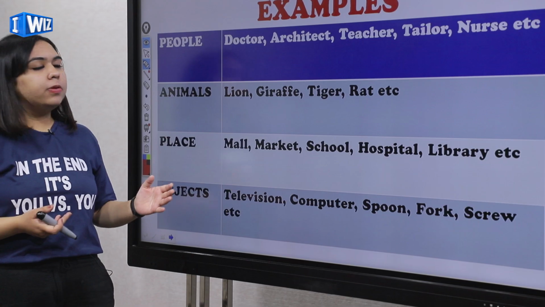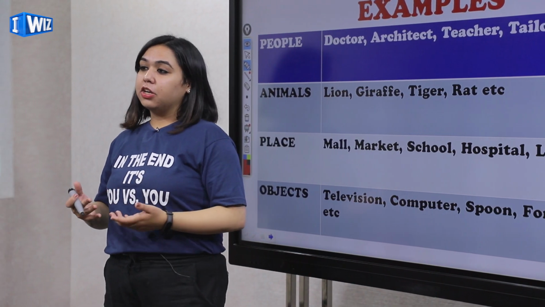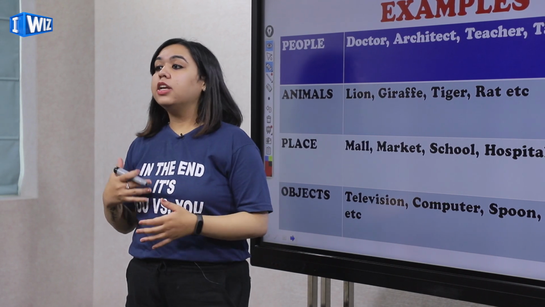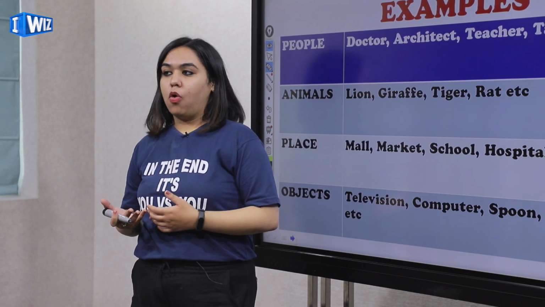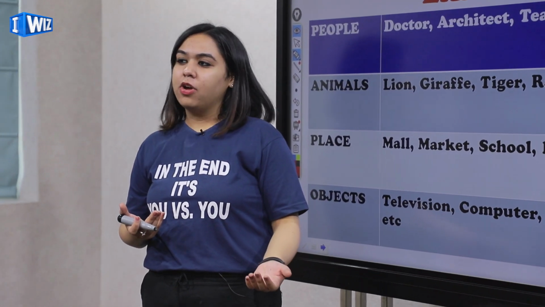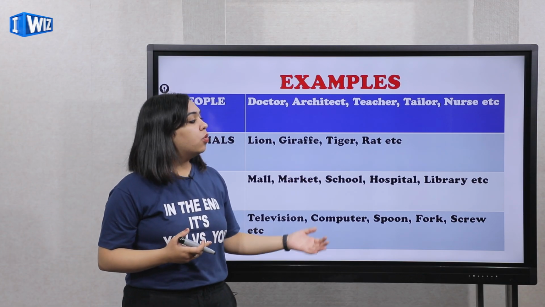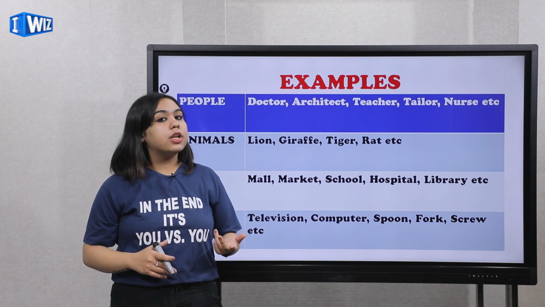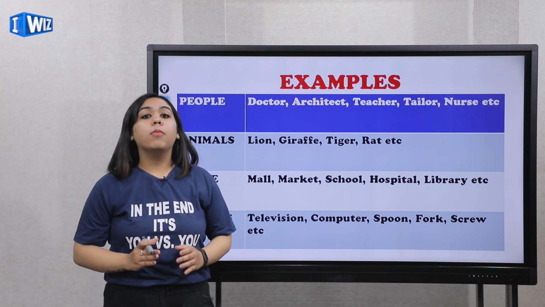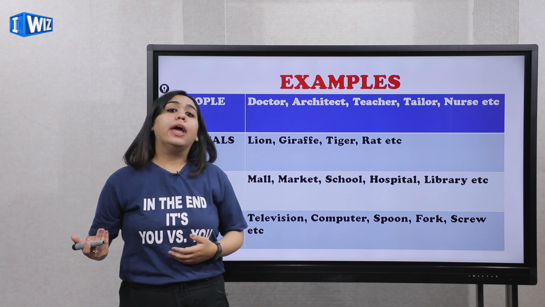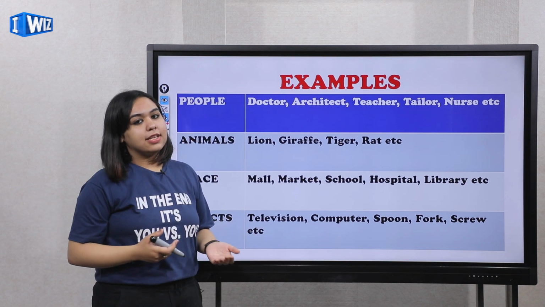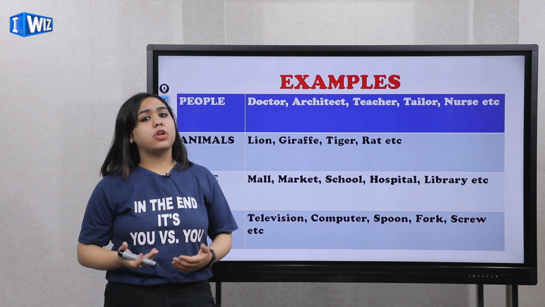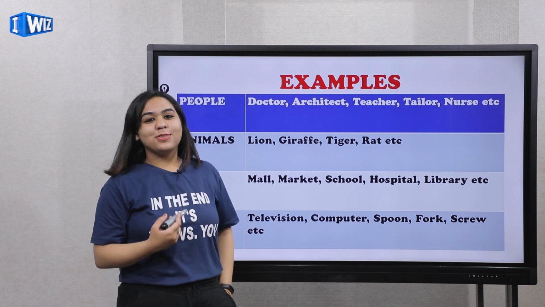Now place. For example, if I ask you, it's Sunday today and where are you planning to go? You say, Mom, I'm planning to go to a mall. You have not named the mall, right? When you have not named the mall, then it will be a common noun. So mall, market, school, hospital, library, etc. Till the time you are not specifying which school, which library, which mall, it's just a common noun because you're talking in general. You can go to any mall. Next, objects: television, computer, spoon, fork, screw, etc. Just in general, not particular. I hope these are clear.